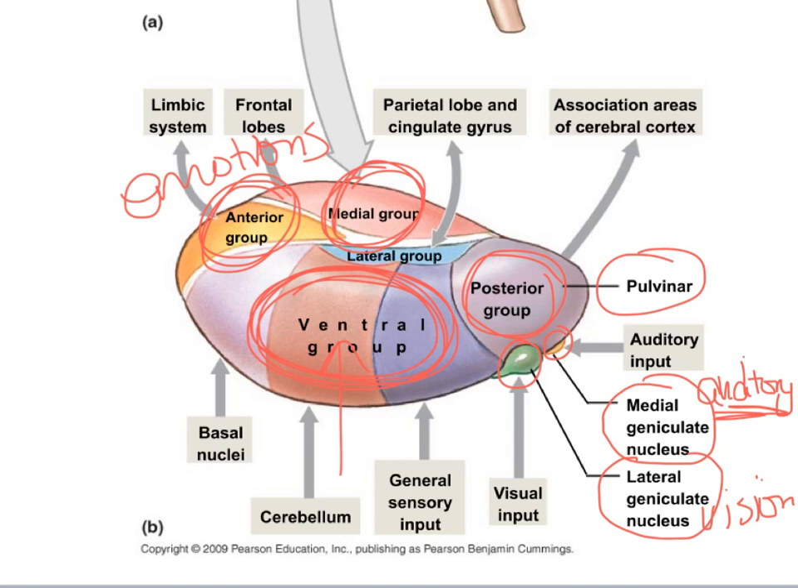Your ears are lateral, right? So you would think that anything you would be hearing would go into the lateral geniculate, but it doesn't. It goes into the medial geniculate. And your eyes are more medial, so you would think that anything you were seeing would go back to the medial geniculate, but it doesn't. It goes to the lateral geniculate. So it's kind of opposite of how you would come up with something to memorize that.